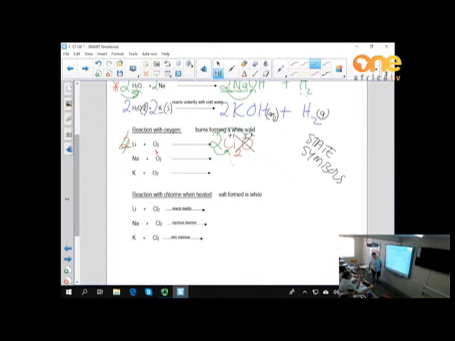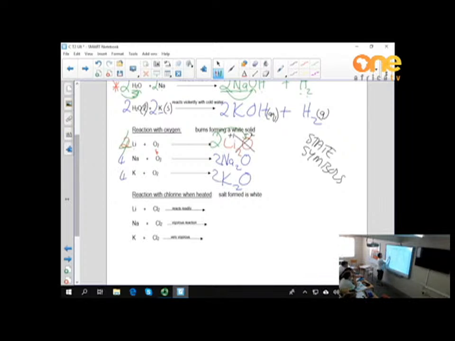Try the next one. Can you see that? The next one should be the same. Why? Because it's a group 1 metal and it's reacting with oxygen, so the formula is always going to be in the same form. Over here I will get sodium oxide, Na2O. Over here I will get potassium oxide. And when I start balancing, they are all going to look like that.